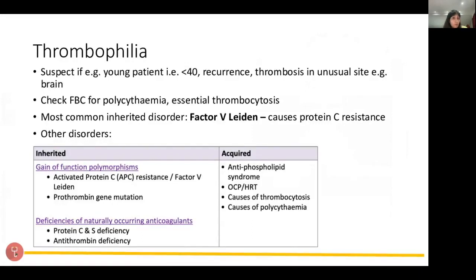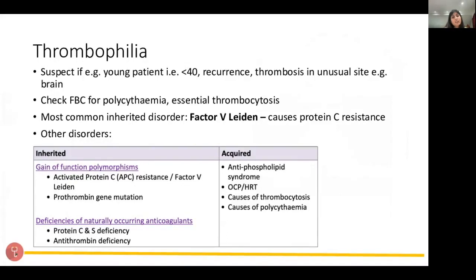It's always good to check the full blood count as well, because myeloproliferative disorders, so things like polycythemia, thrombocytosis, cause our blood to become very sticky, and if your blood's sticky, that can cause clots as well. So just exclude those conditions.